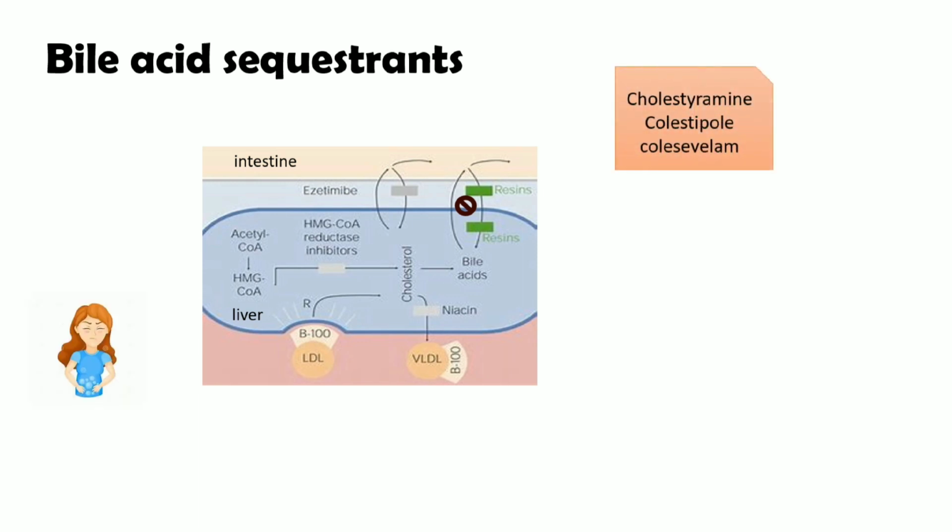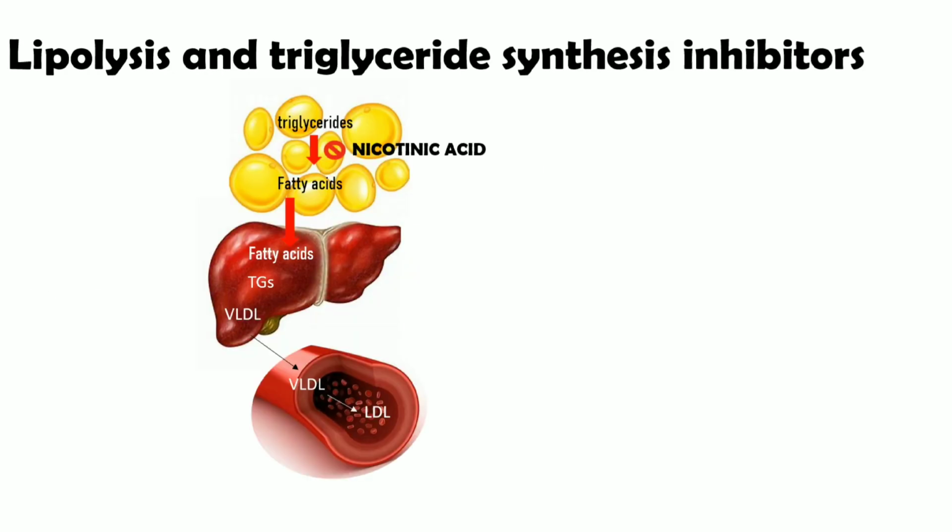and other gastrointestinal symptoms. Lipolysis and triglyceride synthesis inhibitors. The major drug in this class is nicotinic acid, aka niacin. It's a group B vitamin which, at higher doses, reduces plasma lipids. Niacin blocks lipolysis in adipose tissue and thereby reduces formation of fatty acids. These fatty acids act as precursors for the synthesis of VLDL in the liver. Since LDL is synthesized from VLDL, decreased production of VLDL in the liver leads to lowered plasma concentration of LDL. Niacin also increases the plasma HDL concentration.